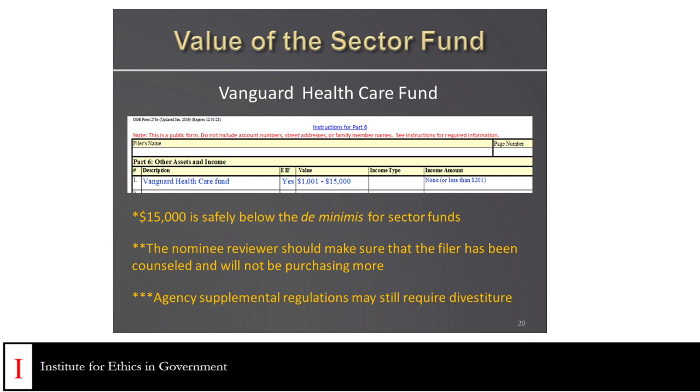For PAS nominees, we are particularly cautious, and we require that all sector funds in the same sector have a total value of approximately $40,000 or less in the aggregate. We ask that the value be well under the $50,000 de minimis amount, so there is a cushion for any market fluctuations, income reinvestment, while the nominee is in government service.